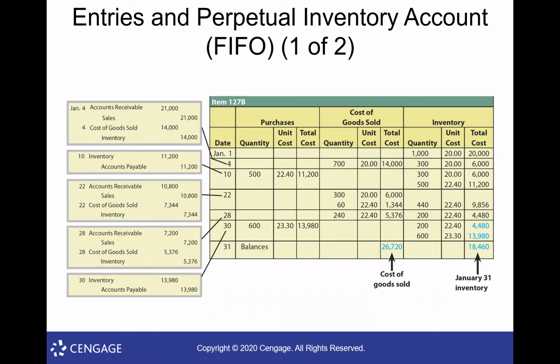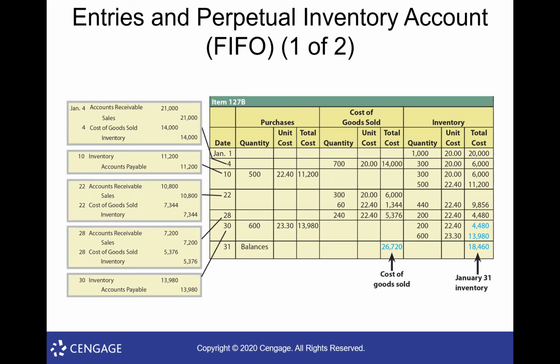So on the 22nd, we make a sale of 360 units. Our assumption is we sold all 300 of the $20 units and 60 of the $22.40 units. That's going to give us our cost of goods sold, $7,344. And our remaining inventory: we had 300, sold all of those. Then we had 500 of the $22.40 units, sold 60 of them, which leaves us 440 units times $22.40. That's the value of our ending inventory at this point.